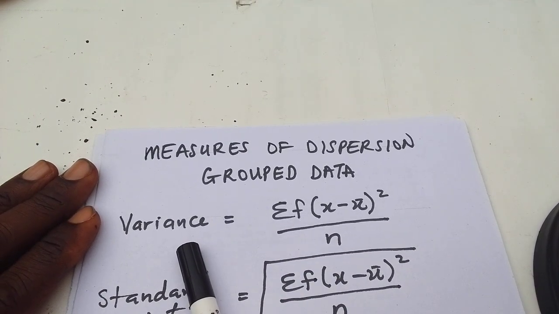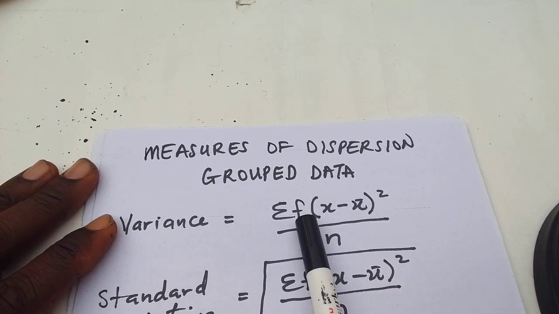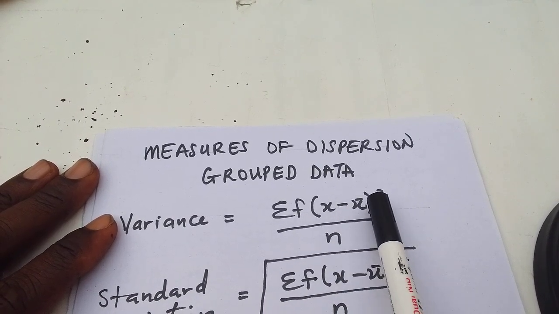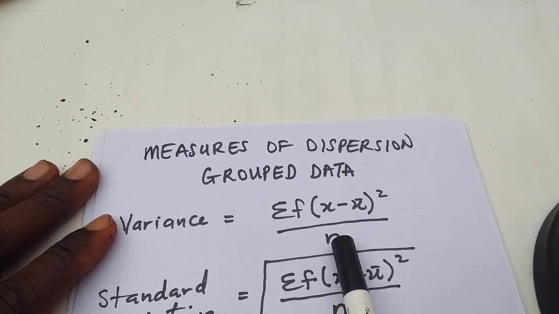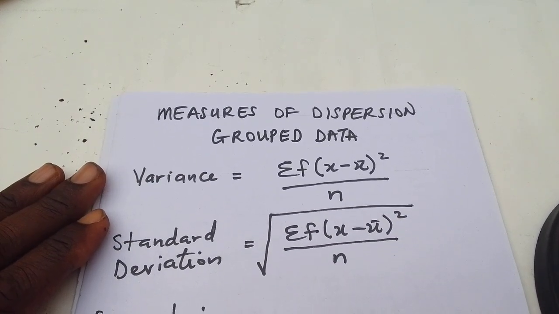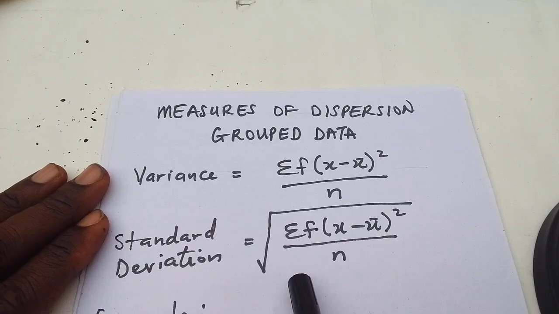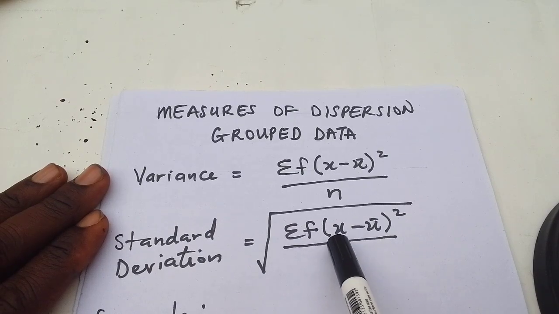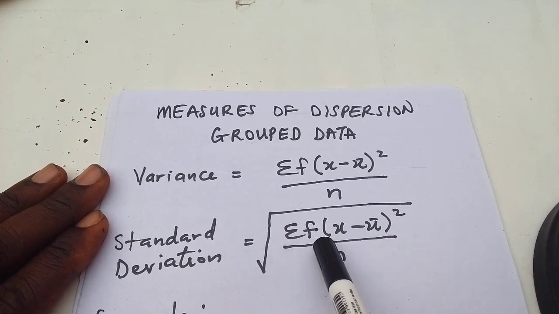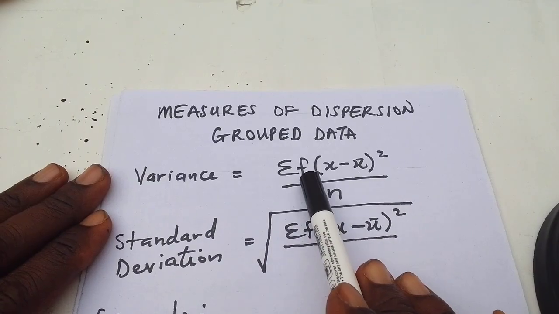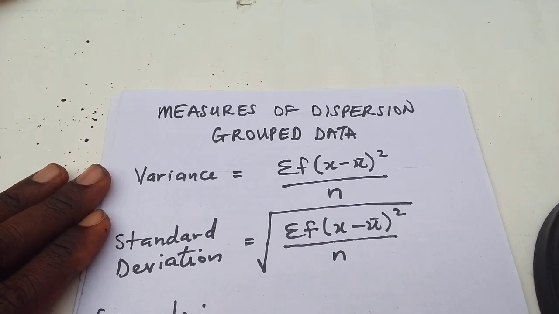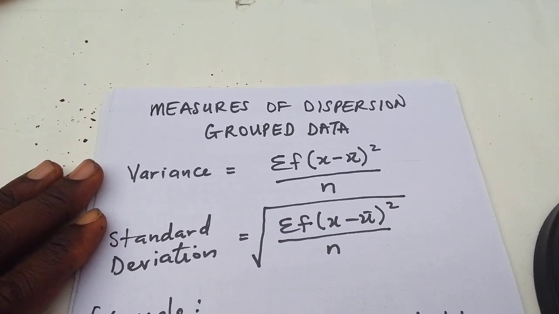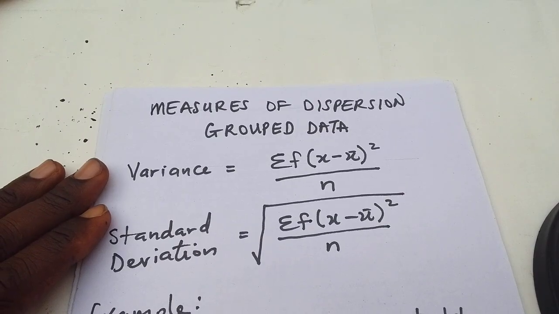So the variance of the group data is summation f into bracket x minus the mean square divided by n, and the standard deviation is still the square root of the variance, which is summation f into bracket x minus the mean square divided by n. You realize that the frequency is what we are introducing here. Now let's do this example.